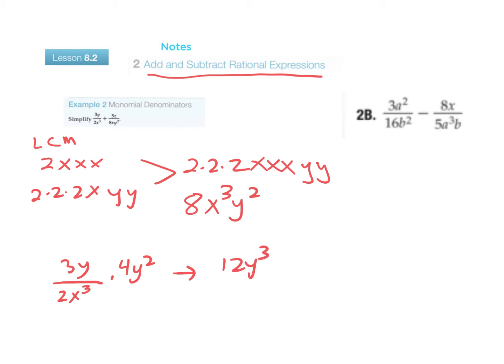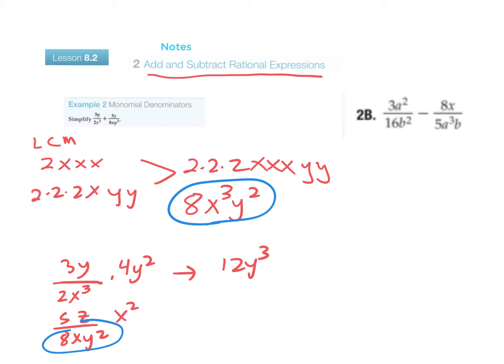Now I'm going to do the same thing with our other fraction. I'm going to multiply the 5z by what's missing between it and the lowest common denominator. Well, the 8's the same, the x is missing x squared, so I'm going to write x squared, and y squared's there. So all I have to do is multiply the numerator by x squared. So if I multiply 5z times x squared, I get 5x squared z, and I just put it in alphabetical order.